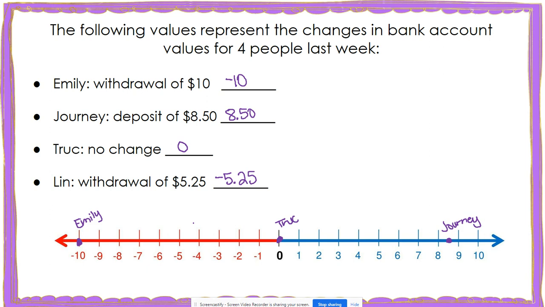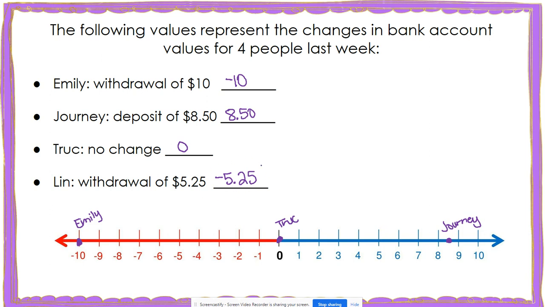My best advice is to think about this as a positive number. If I had $5.25, what 2 positive numbers would that be between? I know that it's more than 5, but less than 6, so I know that it would be located between 5 and 6 on my number line.